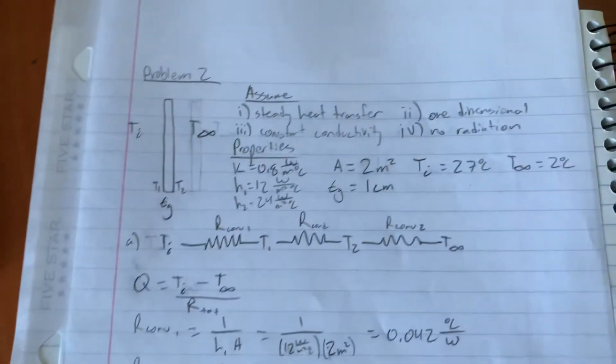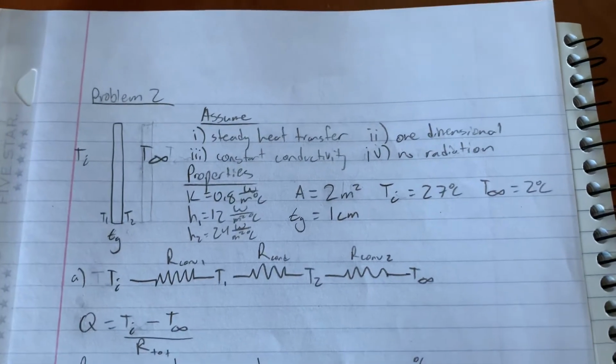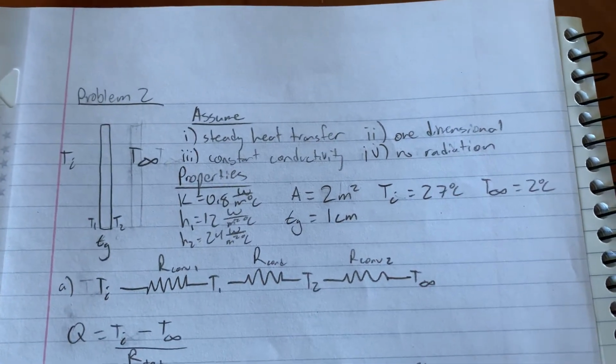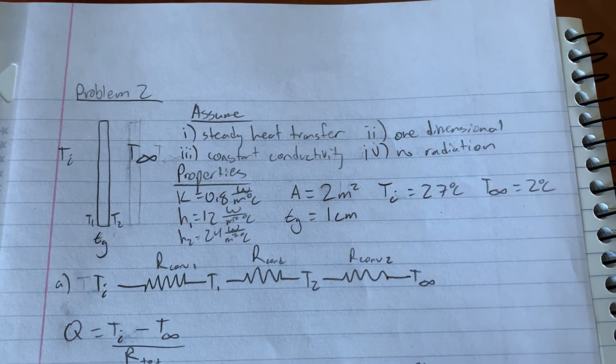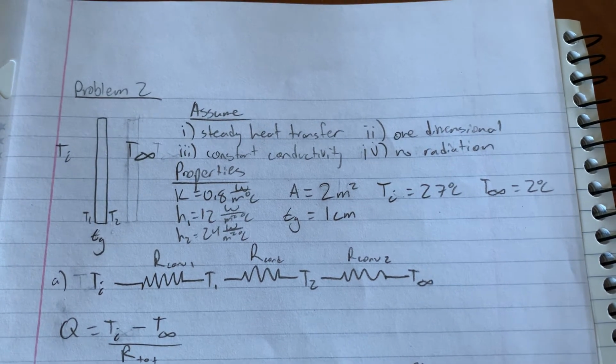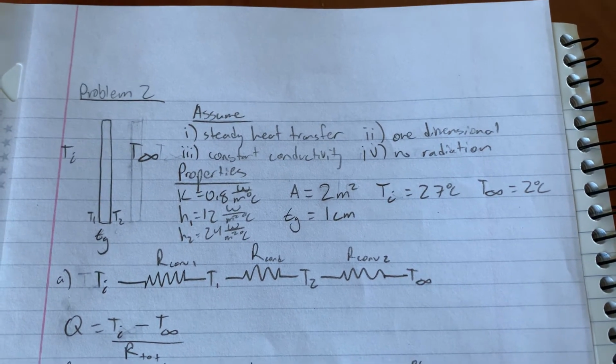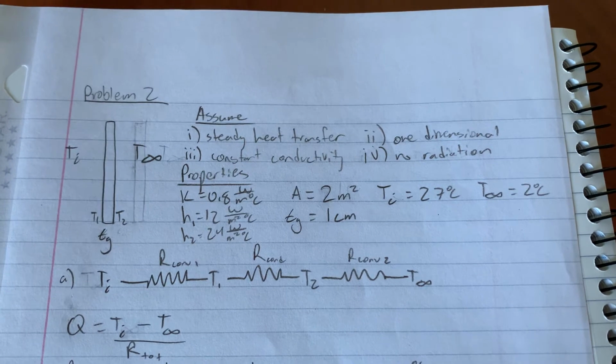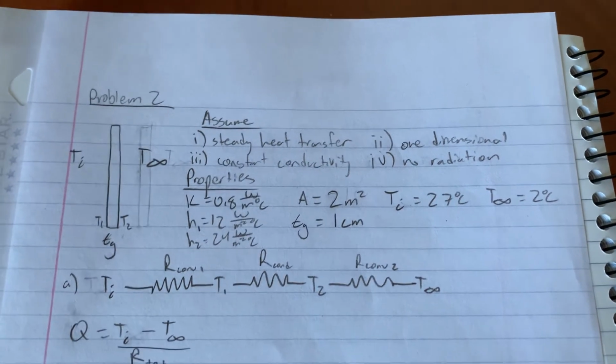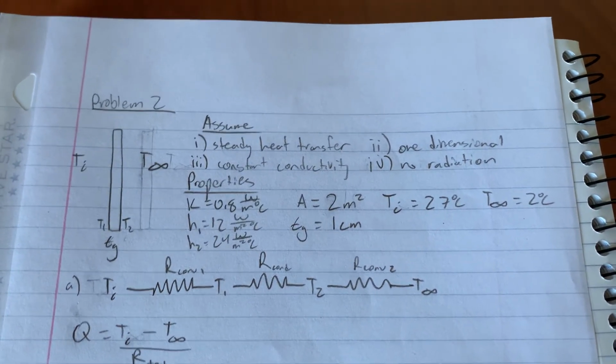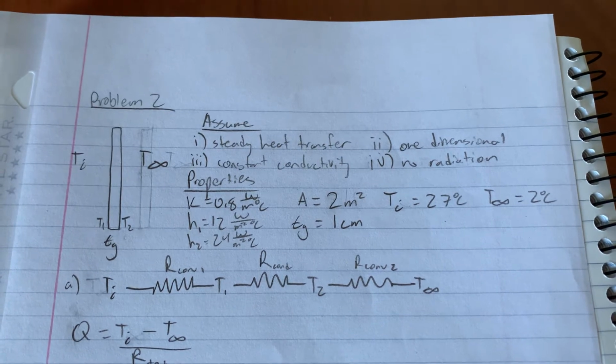For the second problem, we have a glass door with an area of 2 meters squared, and we're applying steady, one-dimensional heat transfer, as well as constant conductivity and no radiation of the glass door. We want to find the inside temperature of the glass, T1.